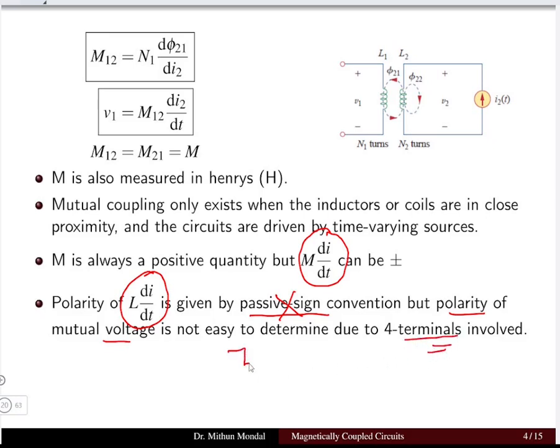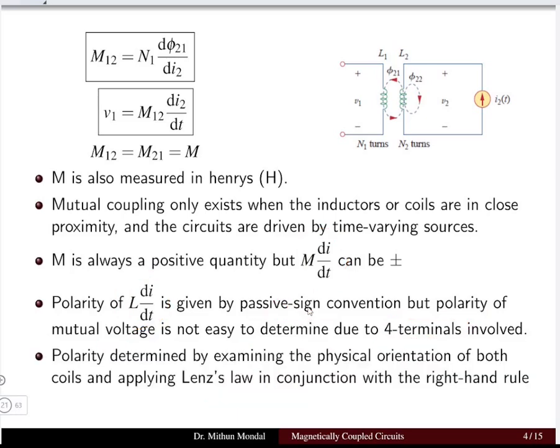How are four terminals involved? Suppose we have the first coil here and the second coil is here. So if I take these 1, 2 as the first terminal pair, then we will have 3, 4 as the second terminal pair. So in total we have four terminals involved, and hence the passive sign convention will not be useful in order to determine the polarity of the voltage induced due to the mutual inductance.